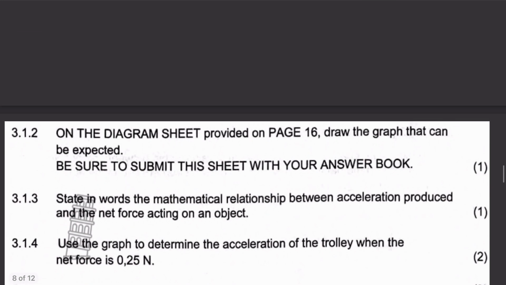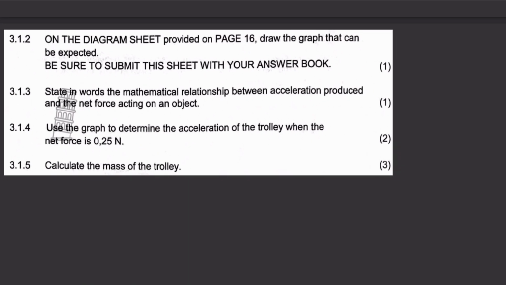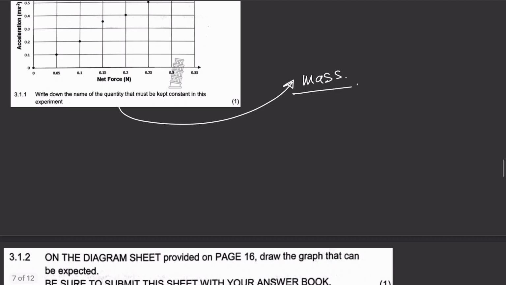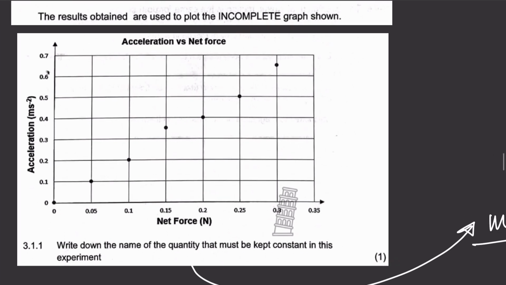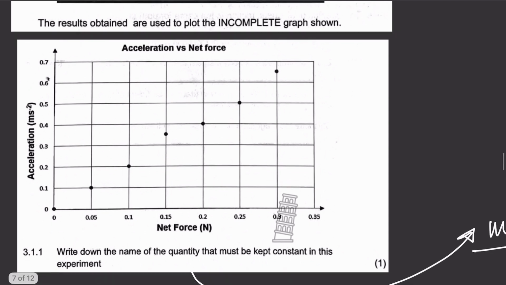All right? Moving on. On the diagram sheet provided, draw the graph that can be expected. So the diagram sheet looks basically like this, right? It's basically the same graph. And what they want you to do here is draw in the line of best fit. Now, the line of best fit is that line that joins through most of the points, if not all. So the line of best fit we can draw looks something like this. So it goes through most of the points, not all of them. All right? And you would have done something like this in class.